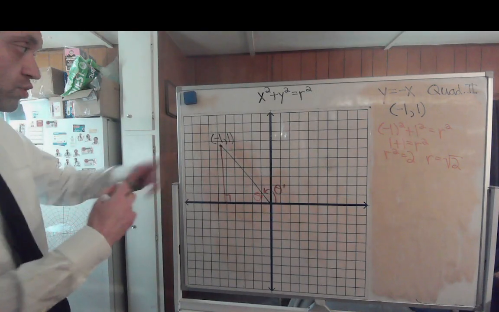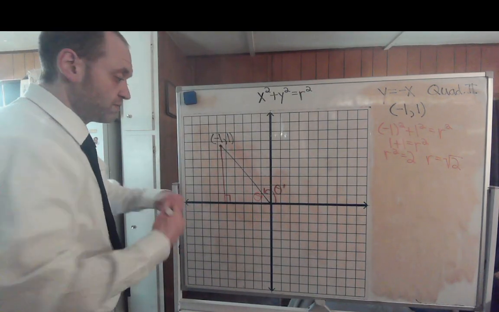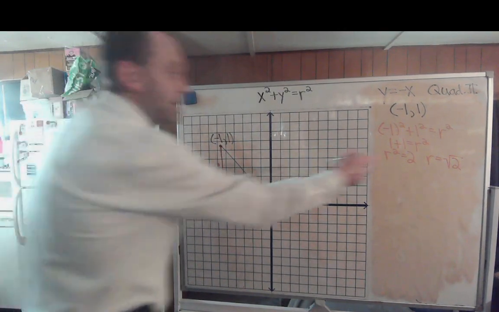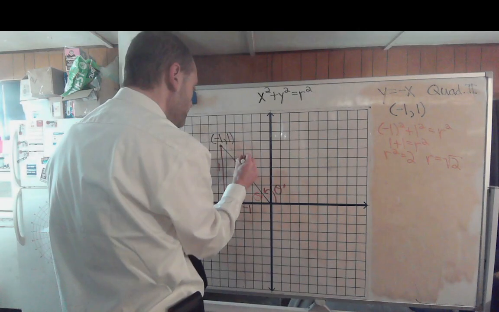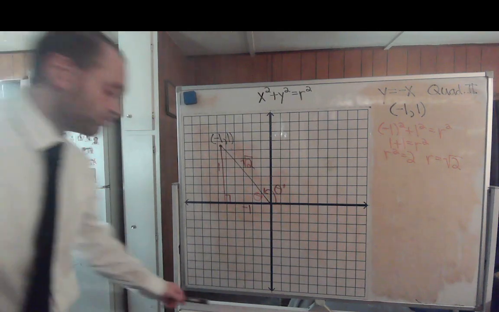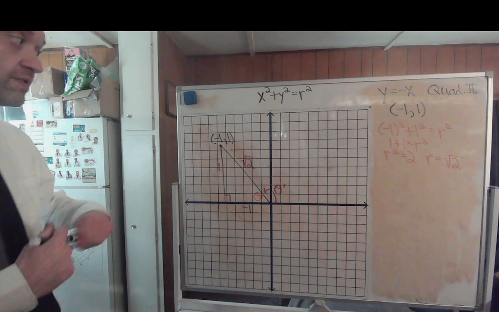Alright, so that point tells us then our x is over negative 1, our y is up 1, and then we have our radius being the square root of 2. So there's all the values we need. We can proceed now to finding our trig functions.